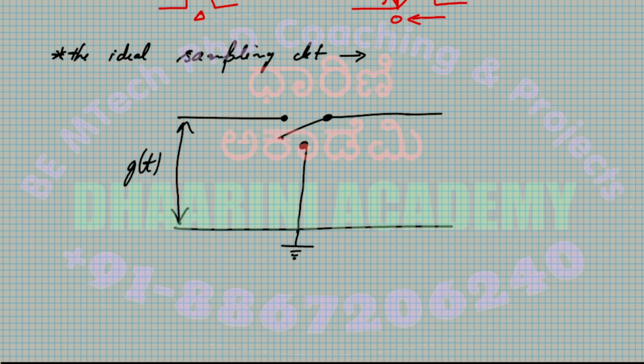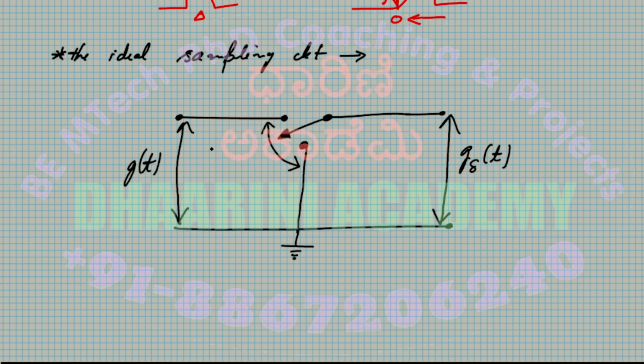If I have this portion of the circuit to be a sampler, this keeps touching one of them at a given point of time. Whenever you want to sample, you bring it and make it touch the g of t line, so that that value will be passed on to the output. So the output that comes here is the sampled version, g delta of t, according to our notation. This is what is happening.